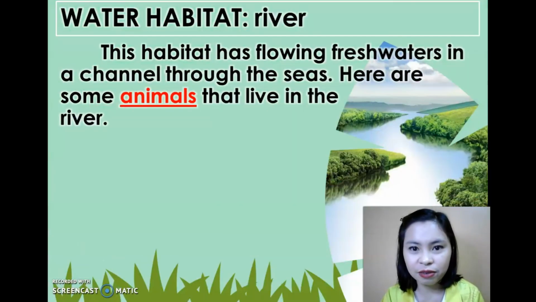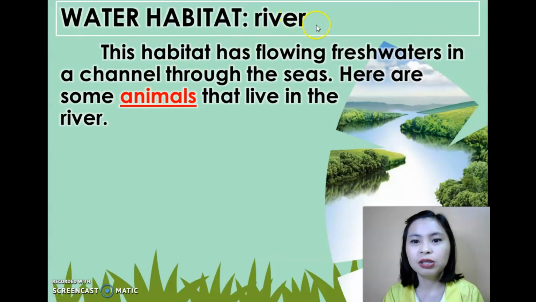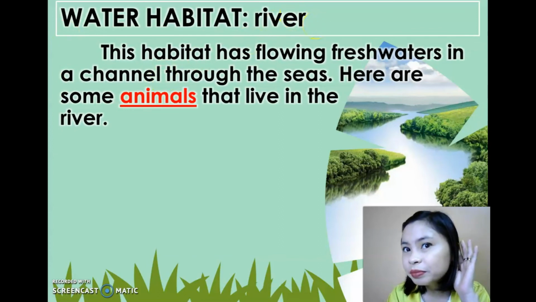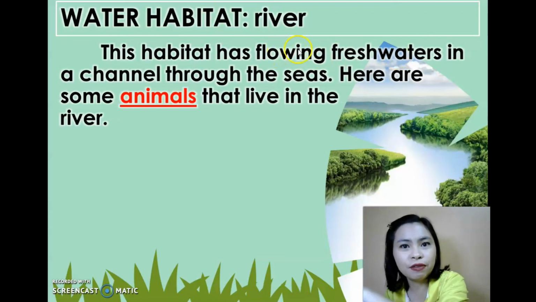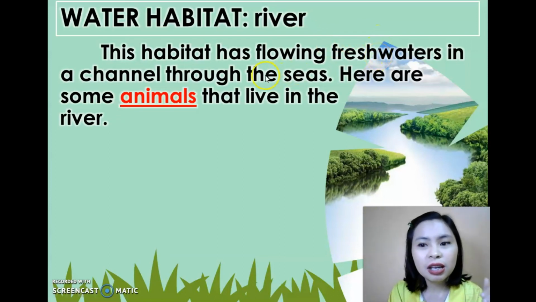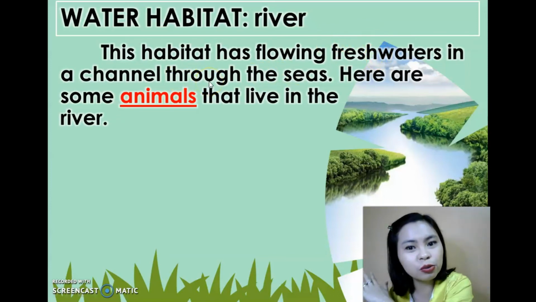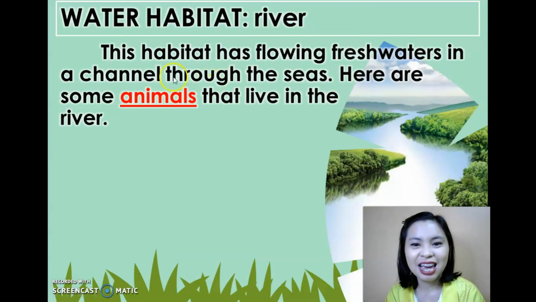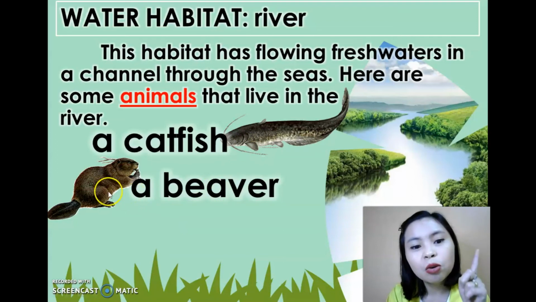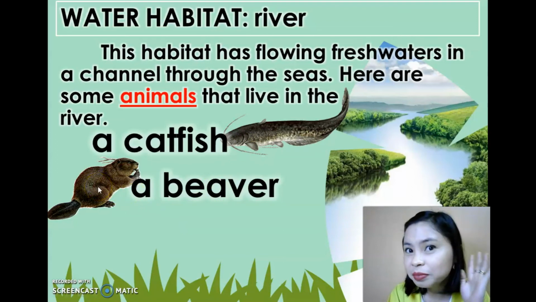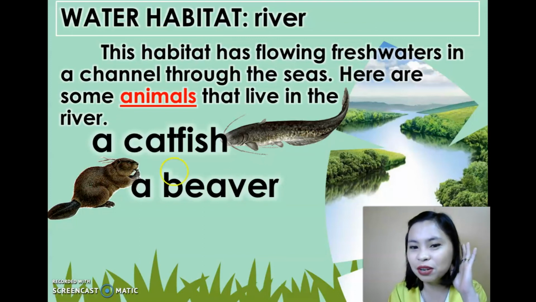Next we will have river. Okay. 1, 2, 3. River. This habitat has flowing fresh water in a channel going to the seas. And these are the animals living in there. We have a catfish and a beaver. Question. What animal is this? Yes, a beaver.